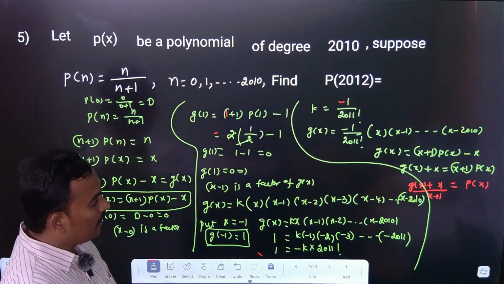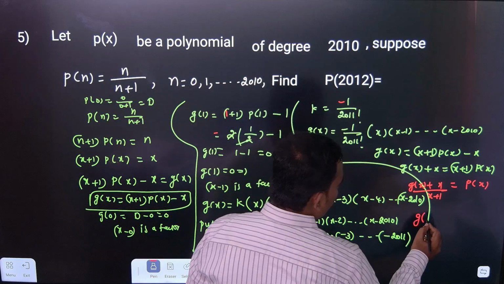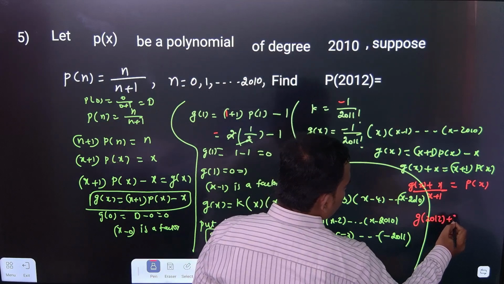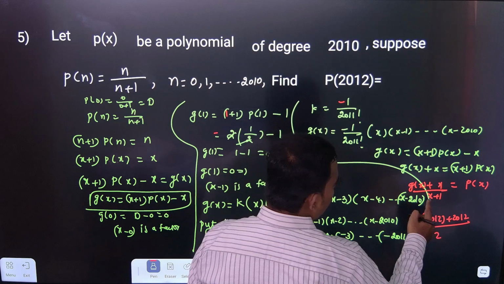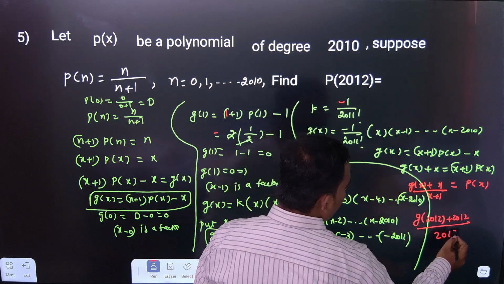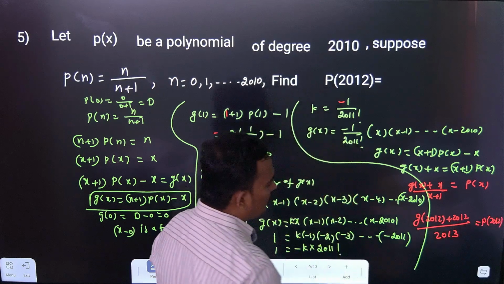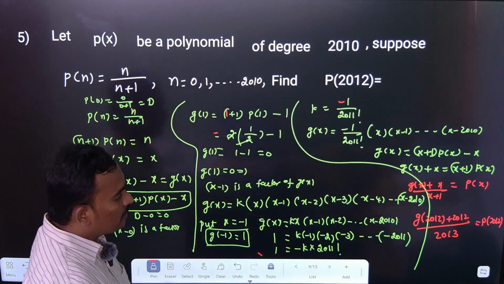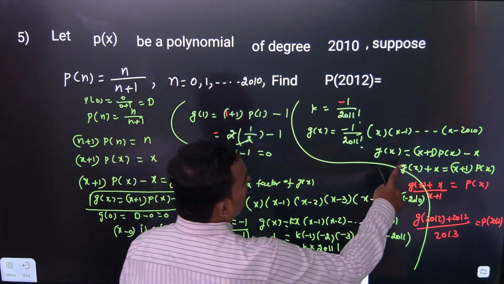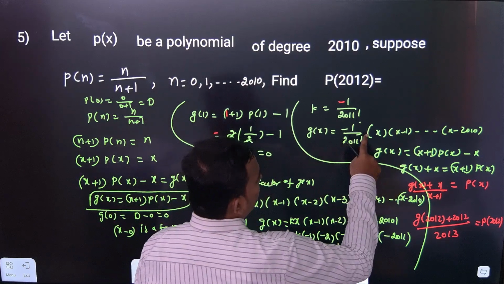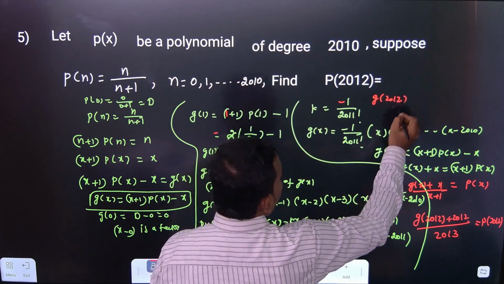Now you can calculate p of 2012. g of 2012 plus 2012, whole divided by 2012 plus 1, that is 2013, is equal to p of 2012. g of 2012 you can calculate, student. Where is g of x? This is 2012, you substitute. g of 2012 you can substitute.